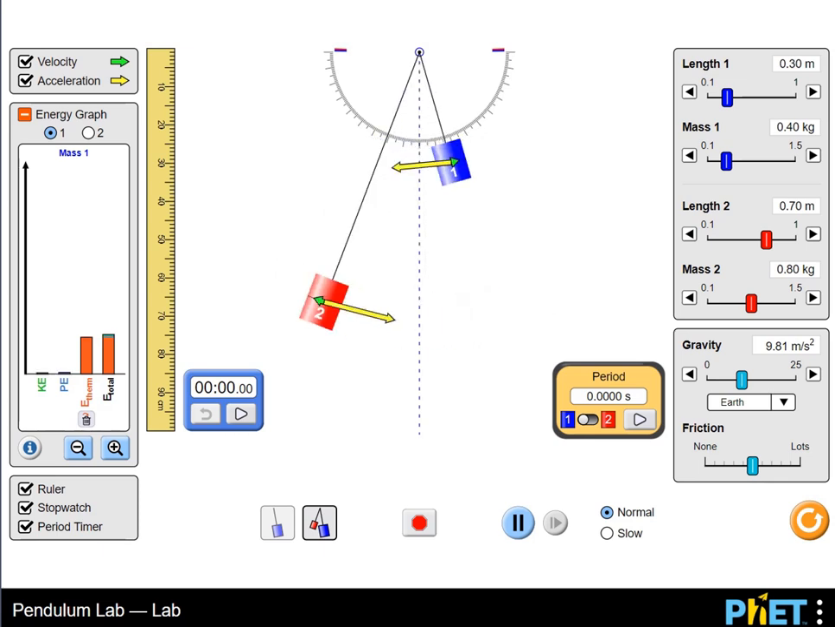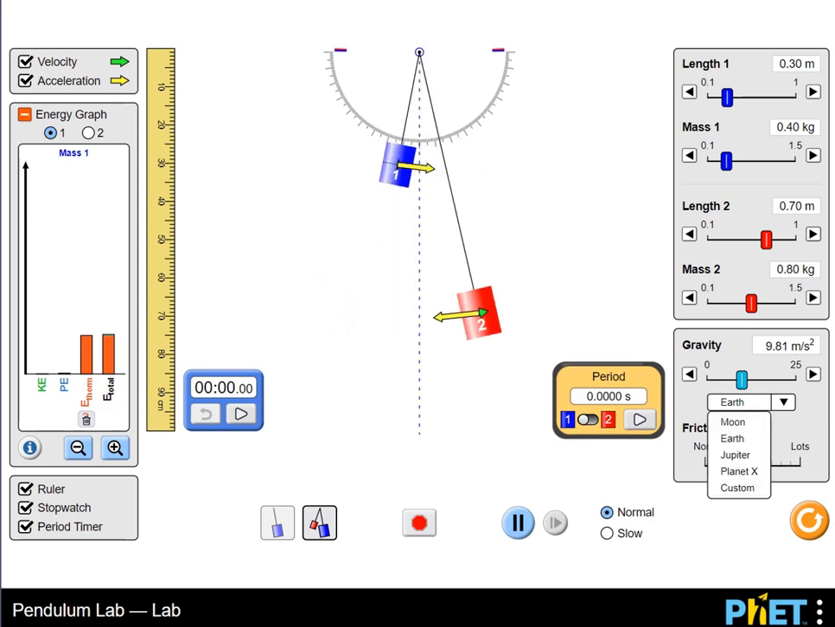So are you ready to accept the challenge? Do you have the right skills to help you learn more about pendulums?